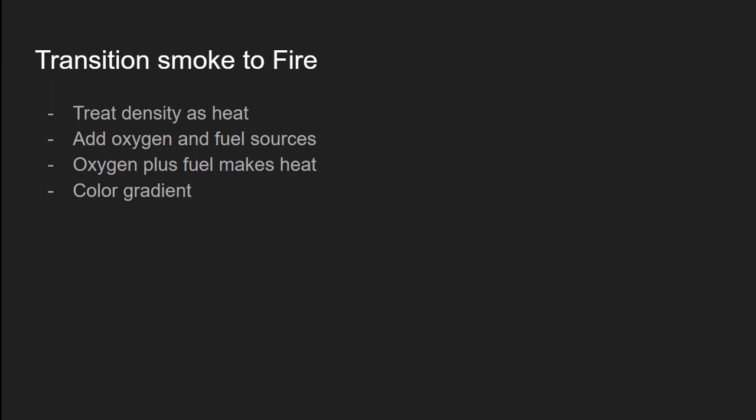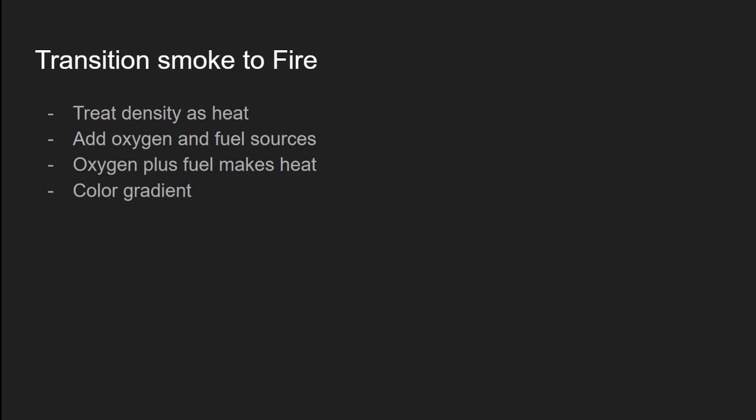So in order to transition from smoke to fire, I treated density as heat and then added oxygen and fuel components to the grids, and then through some combustion equation I added oxygen and fuel by some factor to create heat. And based on the heat values, you can color it with a gradient. So higher heat values will be hotter colors of fire, all the way down to the low values will be light smoke.